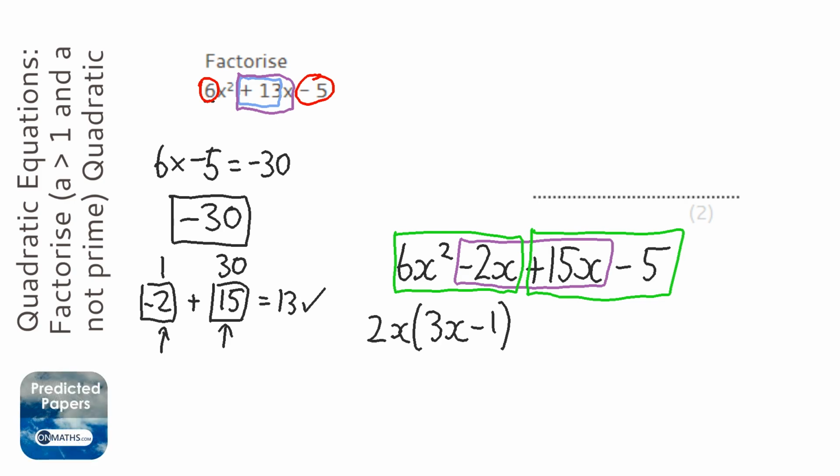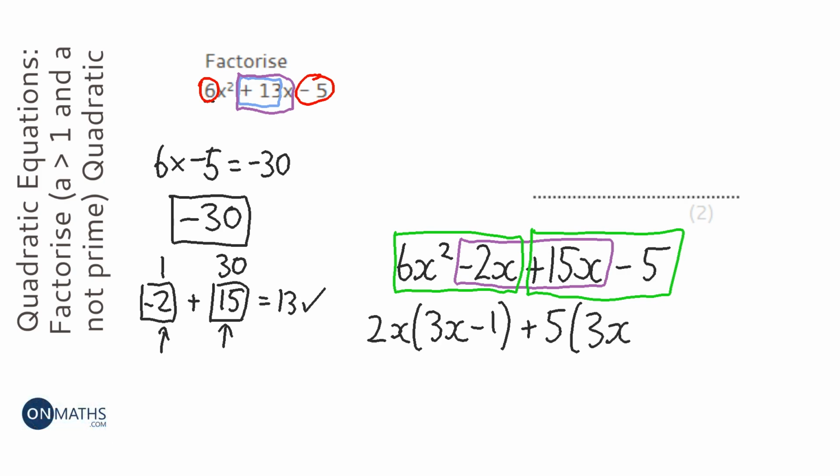And then I can factorise the second green square, so 15x and minus 5. So there's going to be a plus 5 that I can divide out of both of those. And 15x divided by 5 is 3x. Minus 5 divided by 5 is minus 1. Now you'll notice, if you do this right, that you get the brackets the same. 3x minus 1, 3x minus 1.